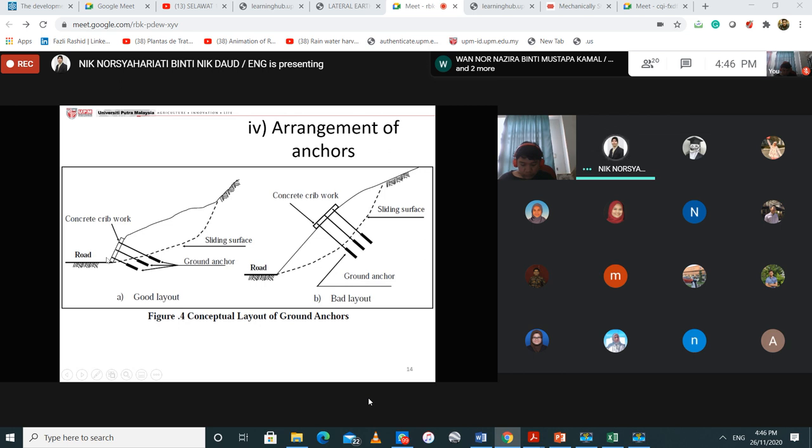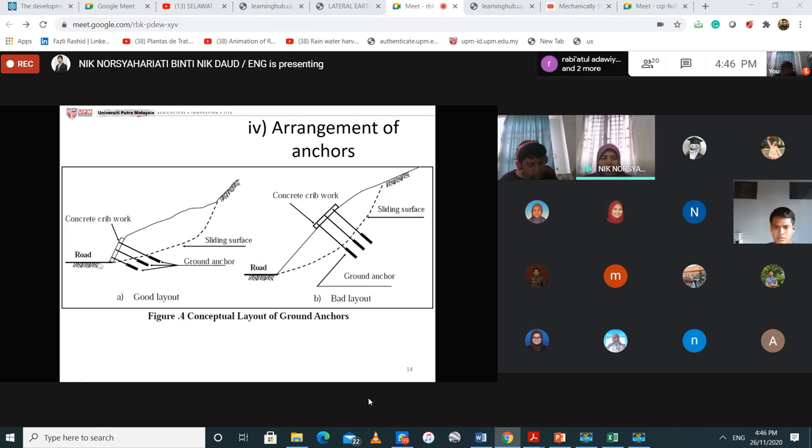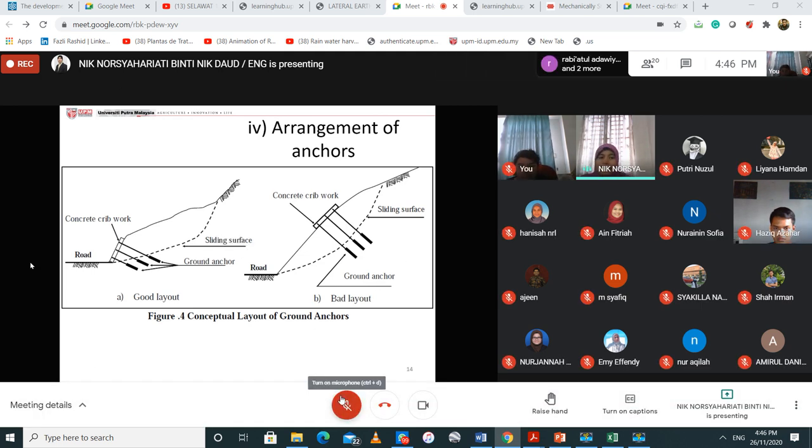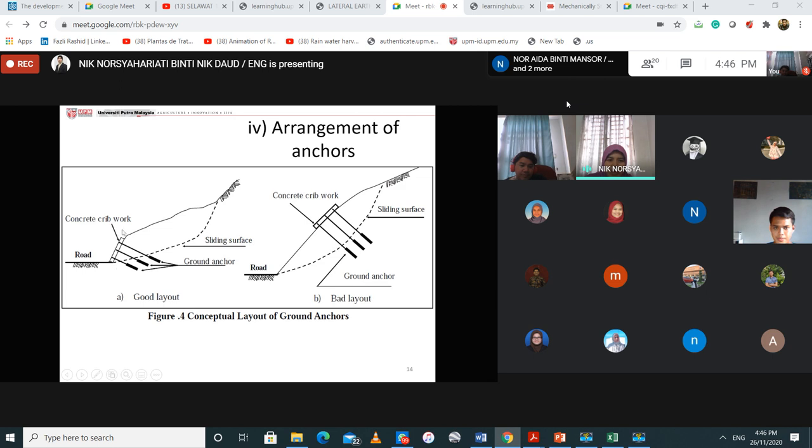of the ground slope. Kat bahagian bawah sekali, toe, kita panggil kat bahagian hujung kaki dia lah, the toe, right? Okay, so the concrete creek works ini, it should be here at the toe of the slope.